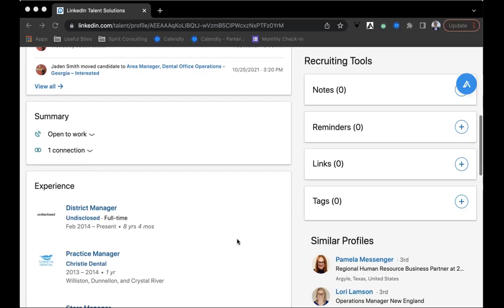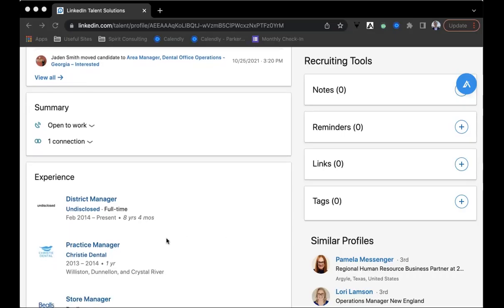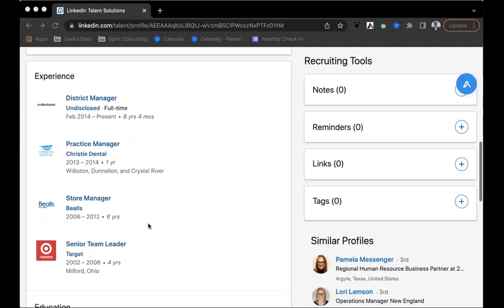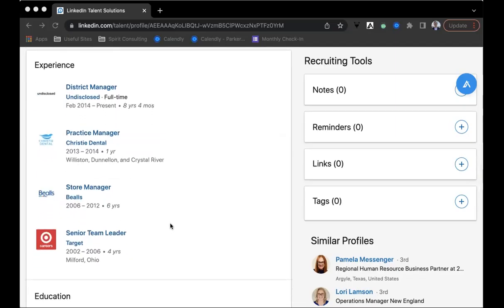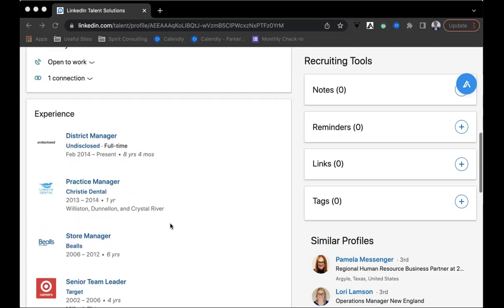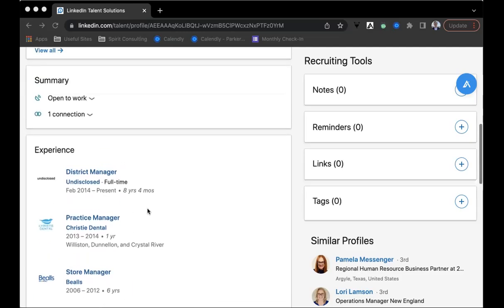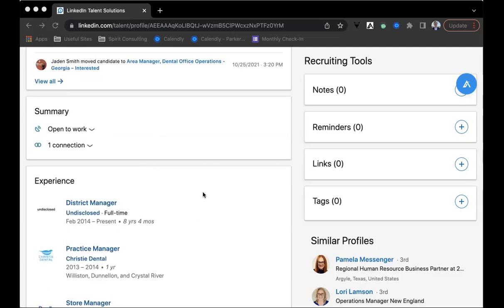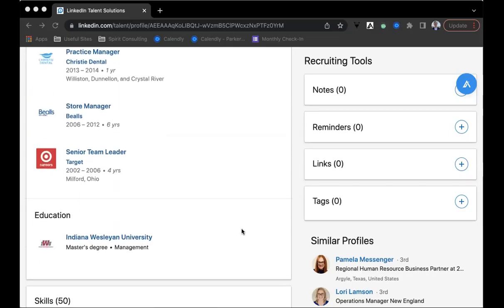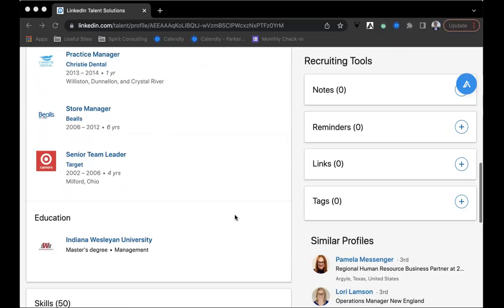Beyond this most recent role, she also has previous dental office manager experience and some retail experience, which isn't so different from dental as to offer no value. Of course, something in healthcare would probably be better, but that is a background before getting into dental. That works. She also has her master's in management, you can see here from Indiana Wesleyan, which is of course a definite plus to have that kind of educational polish.